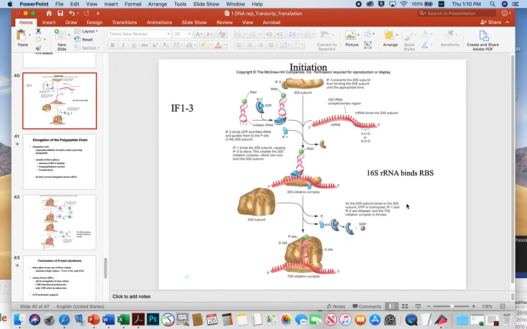As the 50S subunit binds to the 30S subunit, GTP is hydrolyzed, IF1 and IF2 are released, and the 70S initiation complex is formed. And there's our entire 70S complex. The 50 plus the 30 non-intuitively gives the 70S, with the messenger RNA and the tRNA fMet in the P site. Now we have an empty A site ready to receive an incoming tRNA.